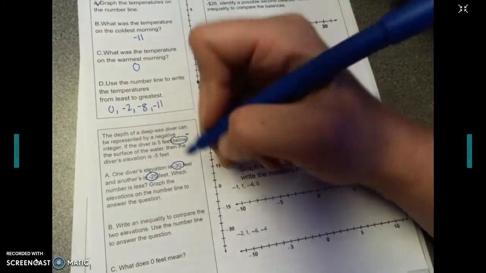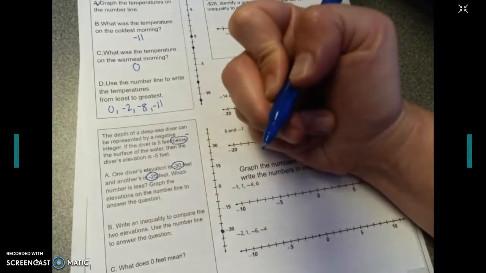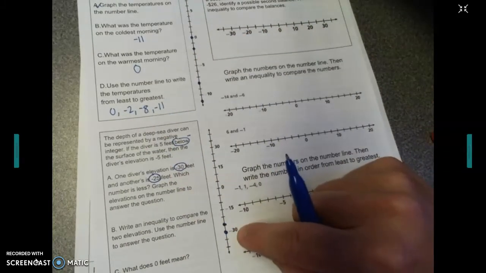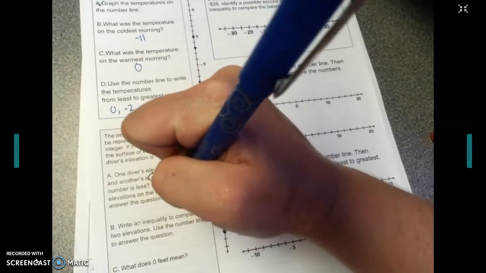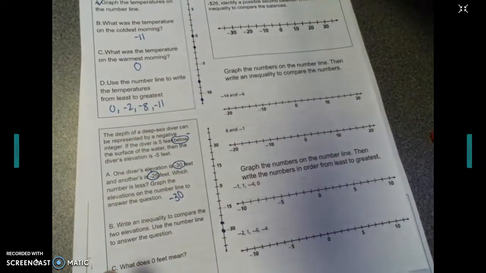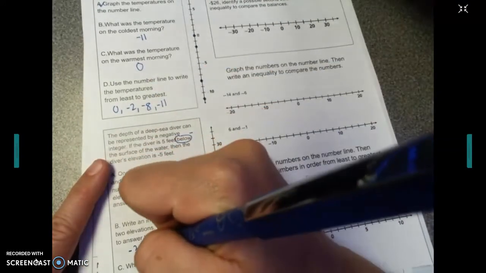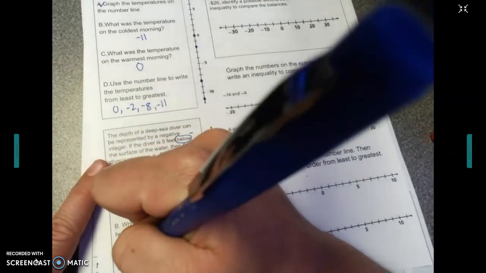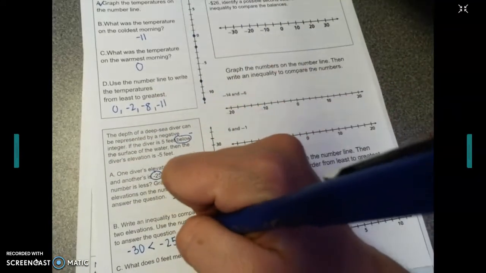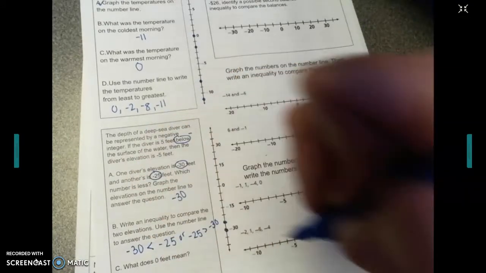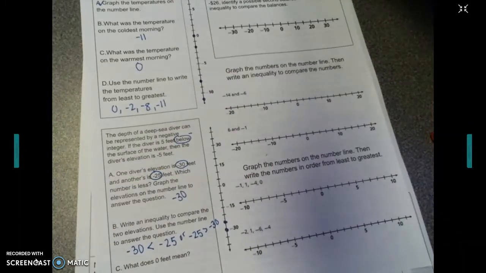So this number line right here. So I have -30. I have -25. -30 is less. Write an inequality to compare the two elevations. So we're going to take -30 and -25. It is less than. If you wrote -25 first, it would be greater than -30. I will take either way. What does 0 feet mean? 0 feet means you are at the surface of the water.